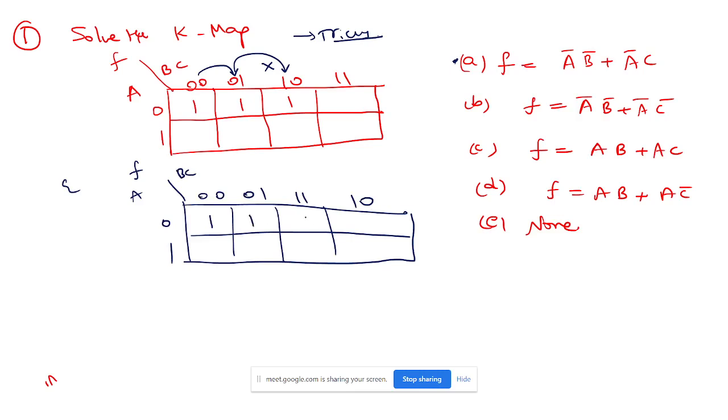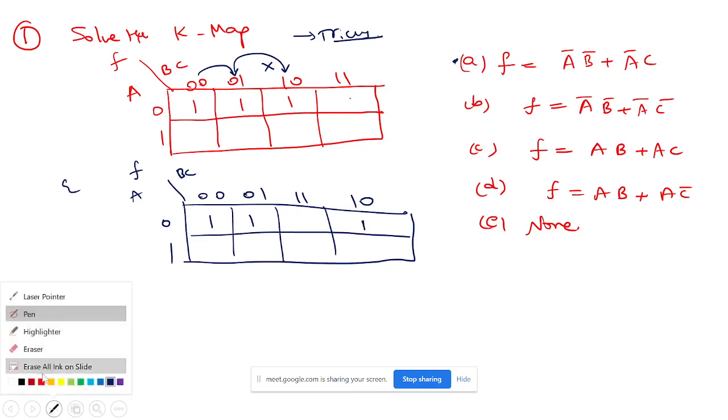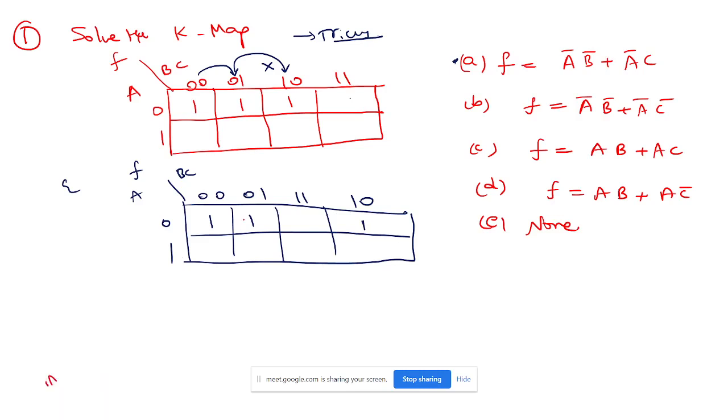So, nothing is there in this, right? Only one here. Now you start pairing. First you check for a group of 8 ones, not possible. 4 ones, not possible. 2 ones, yes. This pair I can take. What is this pair corresponding to? A bar, B bar. Then I can take this, correct? What is this pair corresponding to?